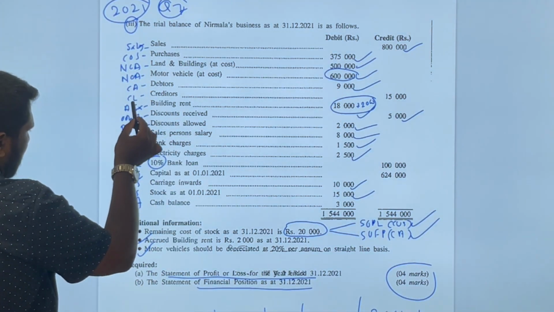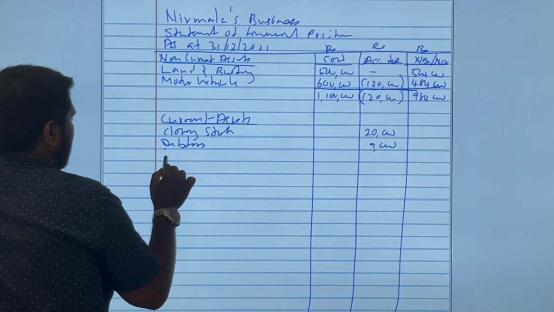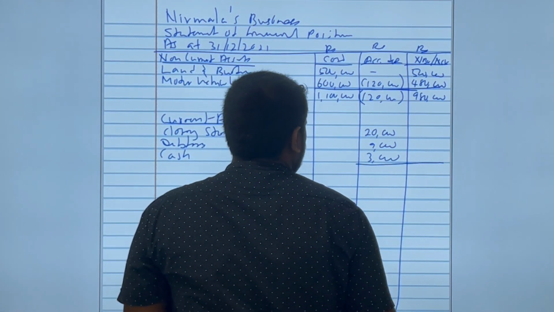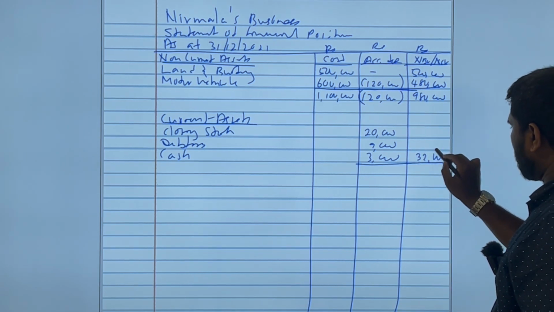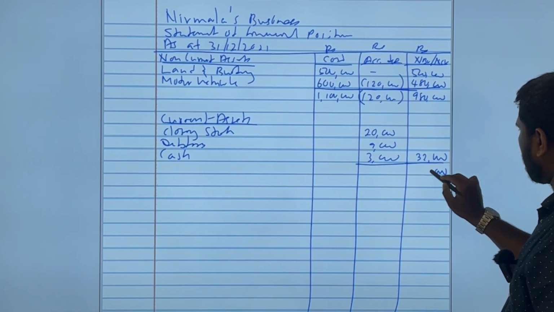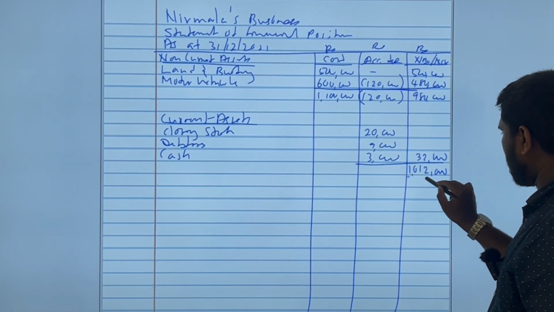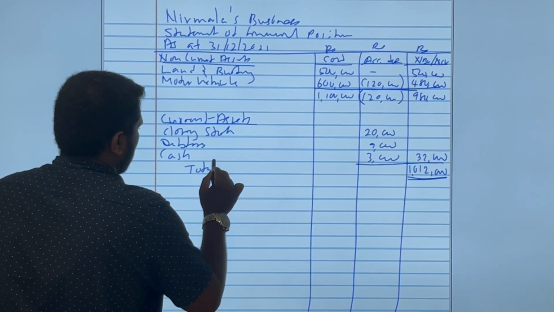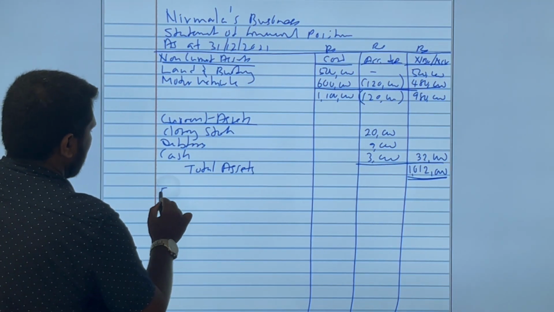Then what else? Current assets that we have. Cash balance, 3,000. Then total current assets that we are getting, 32,000. Then here 1,012,000. So this is the total assets.